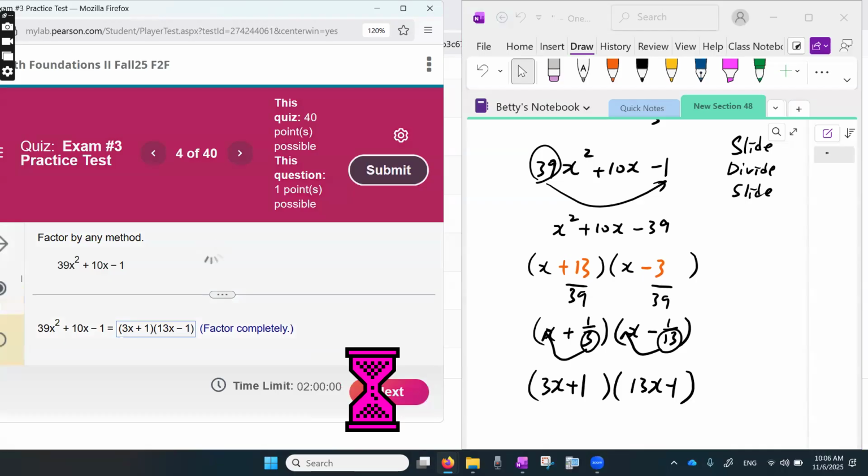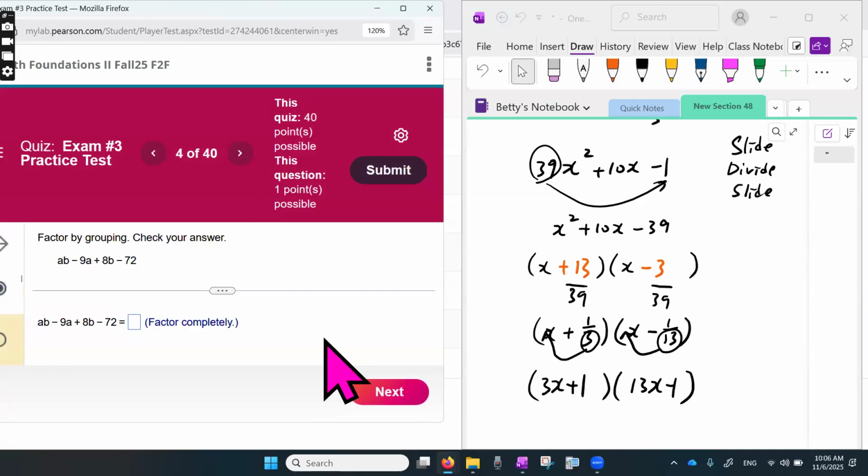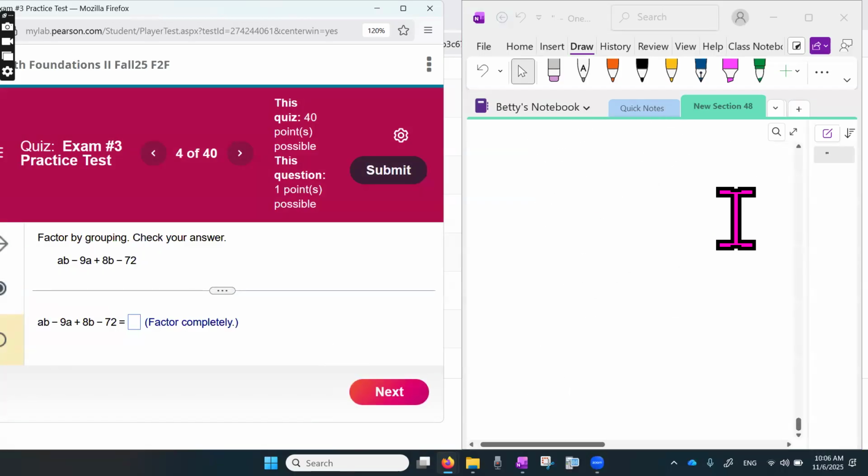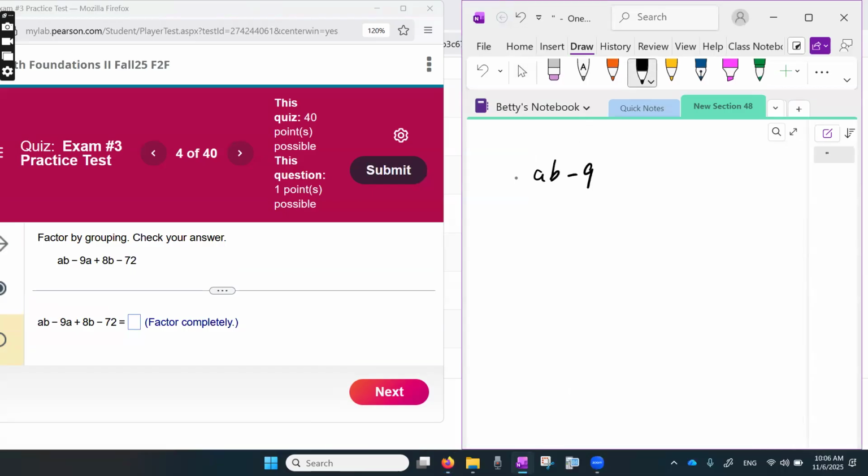Okay. Question number 4. Factor by grouping. Check your answer. It's been a while, right? But I believe you remember the process. We apply grouping method to factor polynomials with 4 terms.